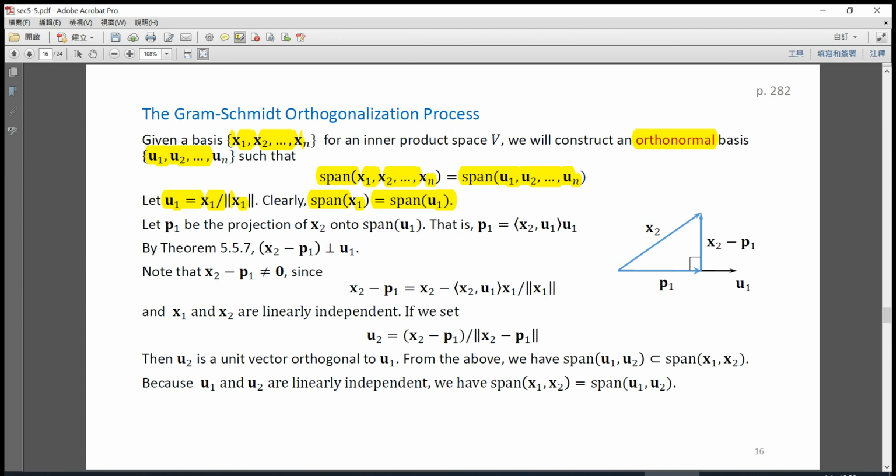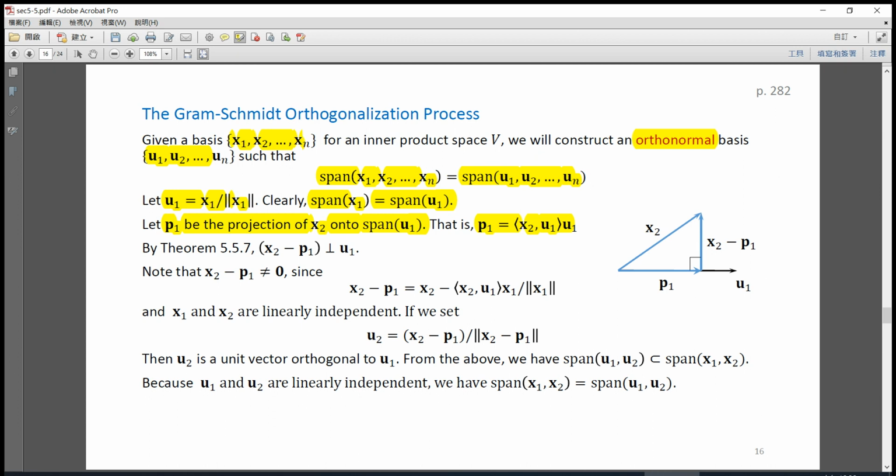Then we compute the projection of x2 onto the span of u1, which is denoted by p1. And p1 equals the inner product of x2 and u1 times u1. We know that because u1 is a unit vector, and therefore the length of u1 is 1, p1 equals the inner product of x2 and u1 times u1. And here, the inner product of x2 and u1 is the length of p1.